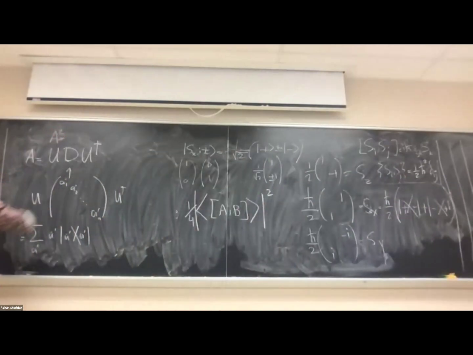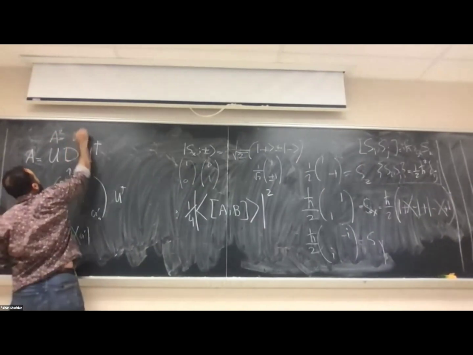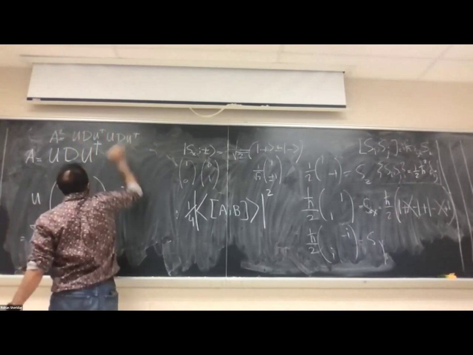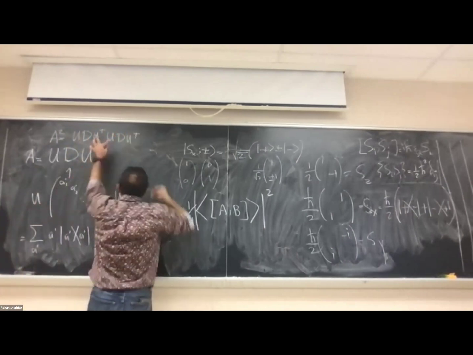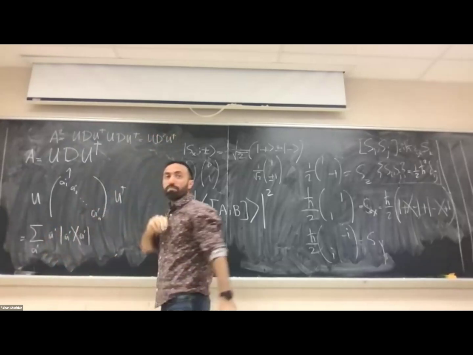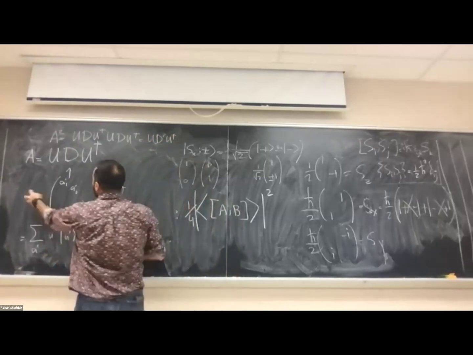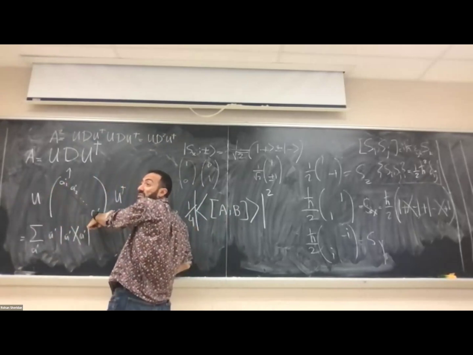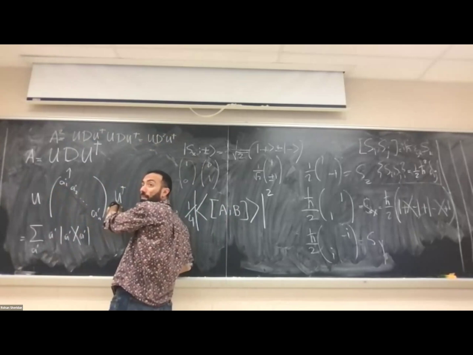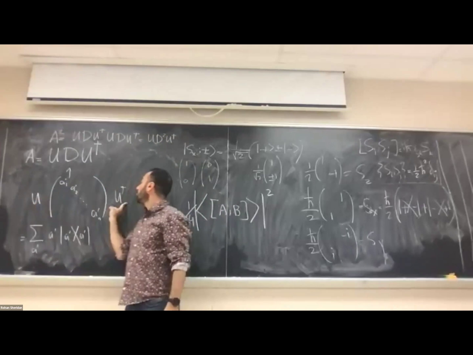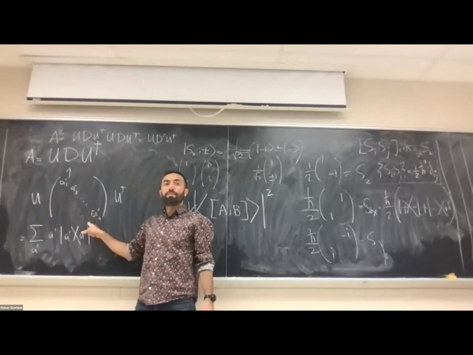If I want to calculate A squared, what do I get? I get U D U dagger, U D U dagger. This is identity. I get U D squared U dagger. What is that? The diagonal matrix with these guys squared, sandwiched between U and U dagger. What is A cubed? Same U, same U dagger, these guys cubed.